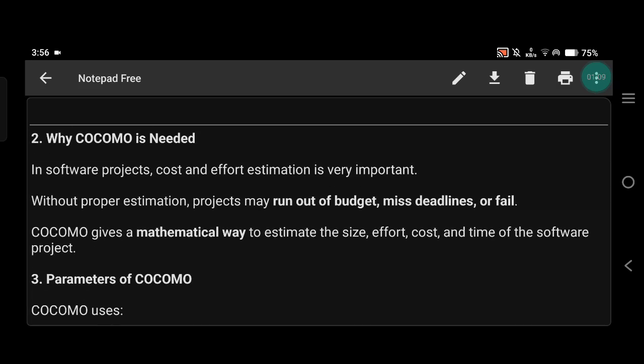So why COCOMO is needed? See, in software project, cost and effort estimation is very important. Without proper estimation, projects may run out of budget, miss deadlines, or fail. COCOMO gives a mathematical way to estimate the size, effort, cost, and time of the software project.